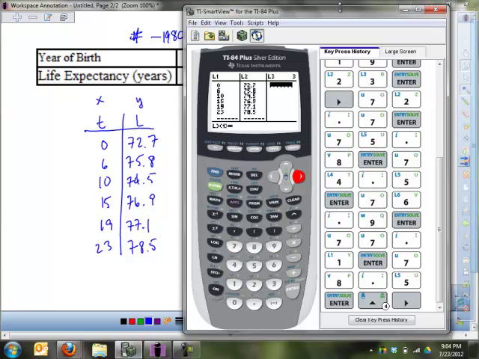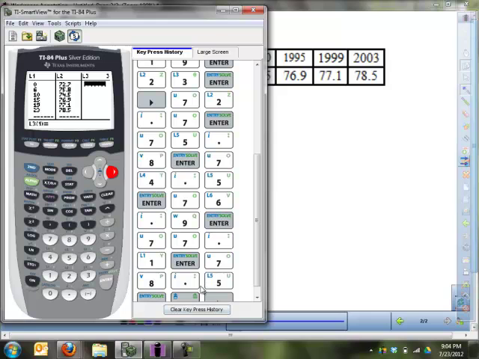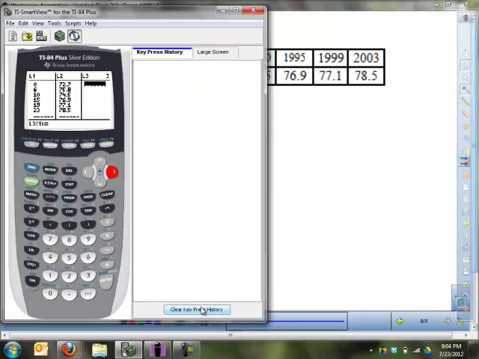Now I'm going to clear the screen, the keystroke history, so that we're ready for our next step. Whenever I want to go back to the home screen, I usually press second and quit, or second and mode, to get to the home screen.